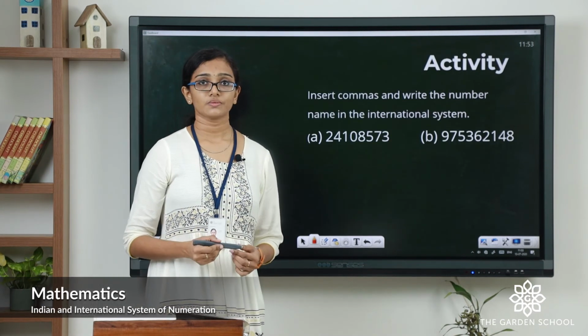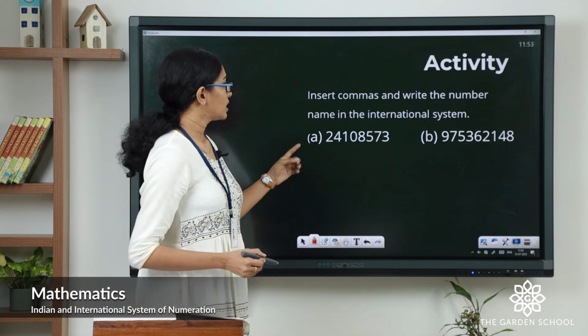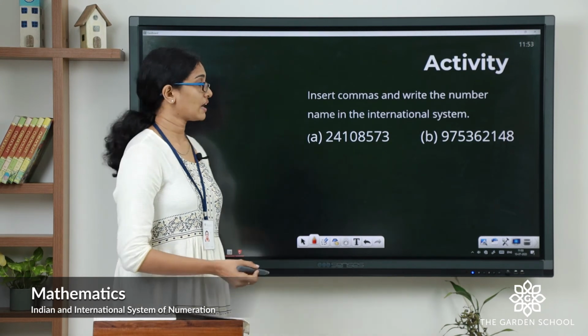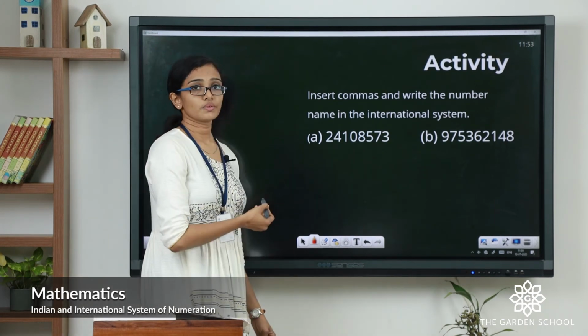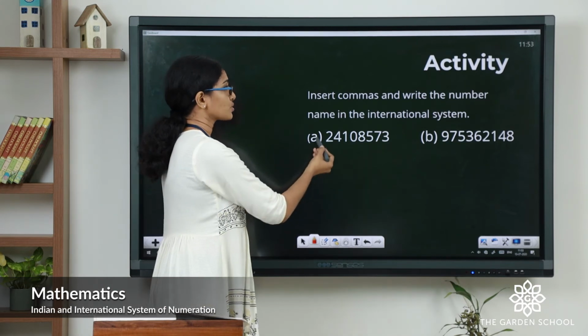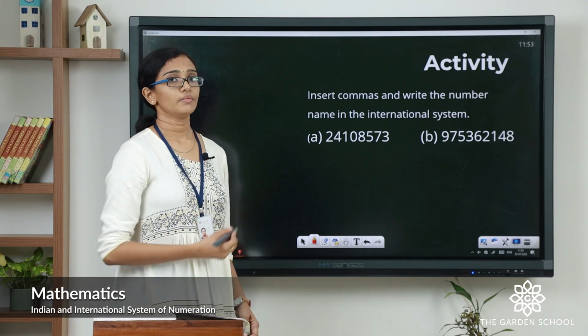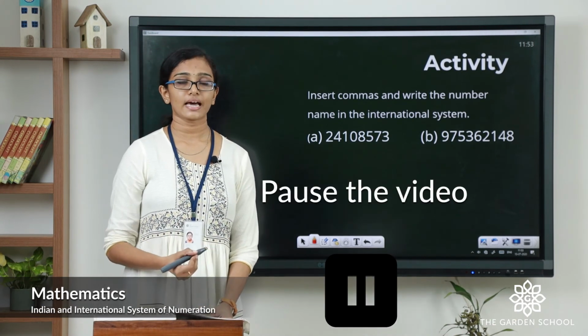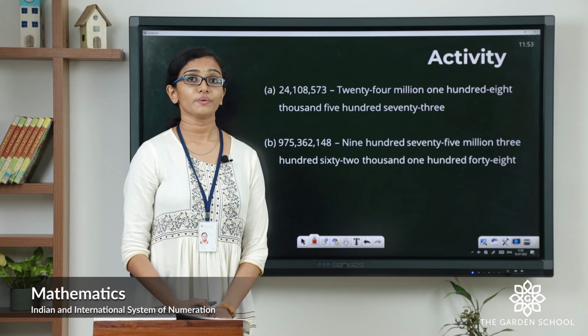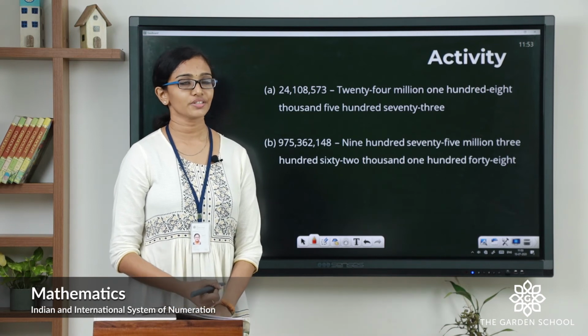Now we'll do an activity. Please take your notebook. Please note down these 2 numbers. You have to insert commas in between to separate the periods and also write the number name corresponding to these 2 numbers. You can pause the video, finish the activity and come back. I hope you finished the activity. Now let's see the answers.